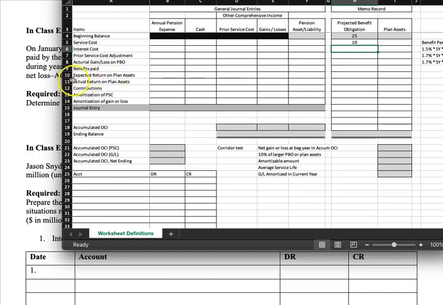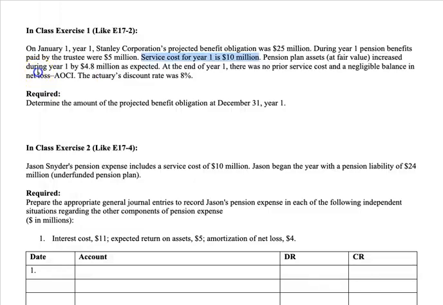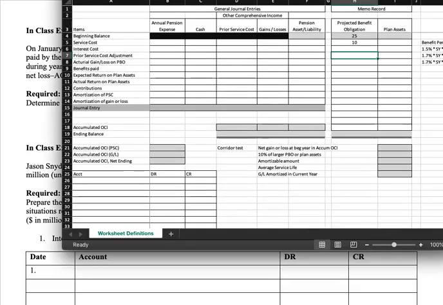Then we've got to find our interest cost. But before we do that, let's see if there's any prior service cost adjustments. So let's see, did they make a change in the plan itself? It says the benefits paid were 5. The plan assets increased during the year 4.8 million as expected. At the end of the year, there was no prior service cost. Okay, so that tells us there's no prior service cost, so we do not have an adjustment there. So that's going to be 0.